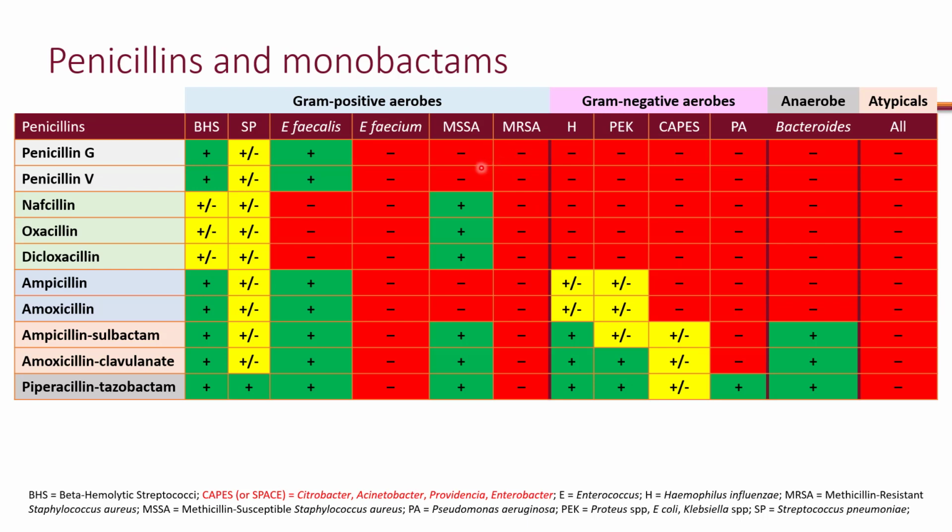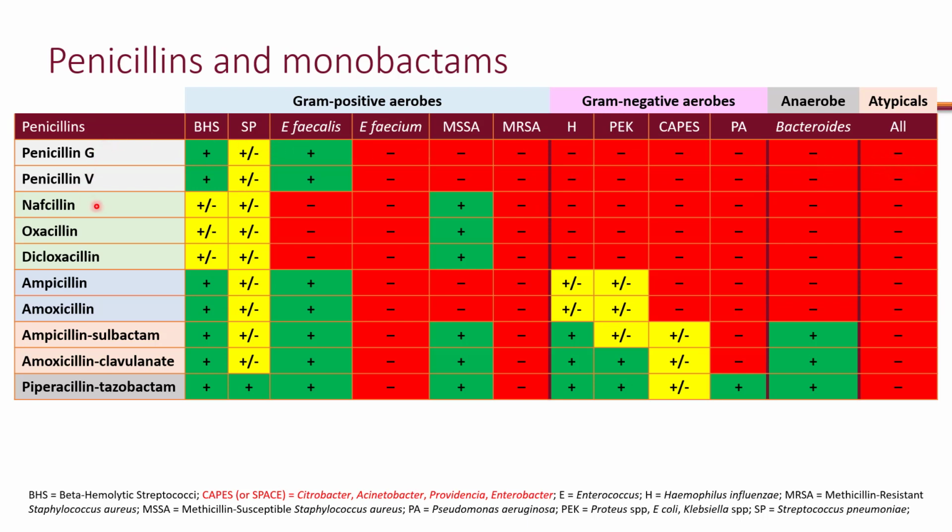There is a small subset of Staphylococcus aureus called penicillin susceptible Staph aureus that these agents are active against, but those are essentially less than 10% of all Staphylococcus aureus. And the reason is that the majority of Staphylococcus aureus actually produce penicillinases that break down penicillin, so they don't have activity against MSSA or MRSA. And they don't have any activity against gram-negatives as well as anaerobes or atypical organisms.